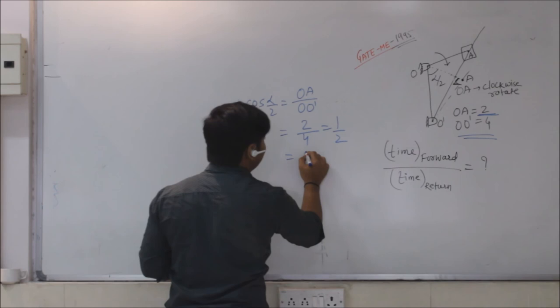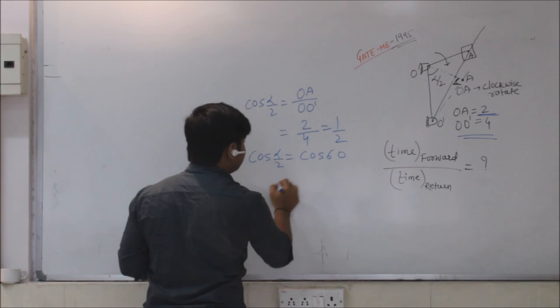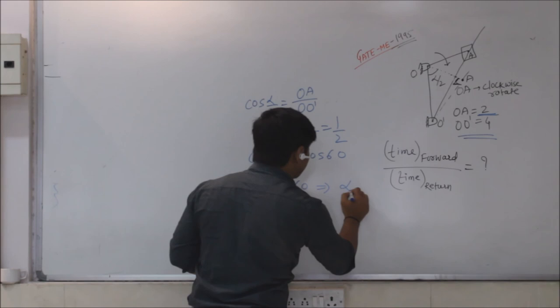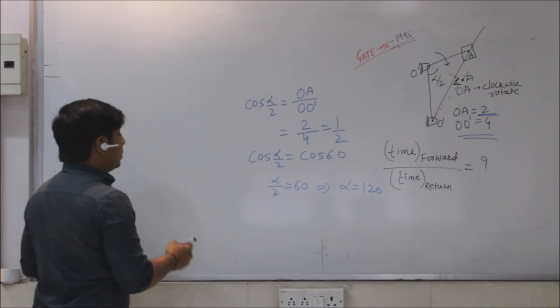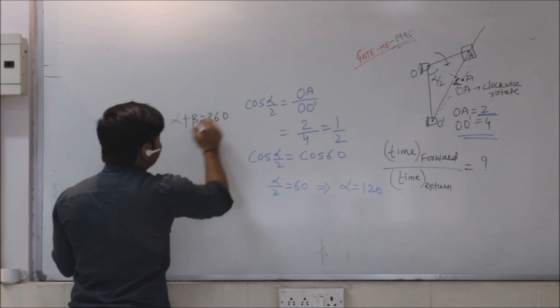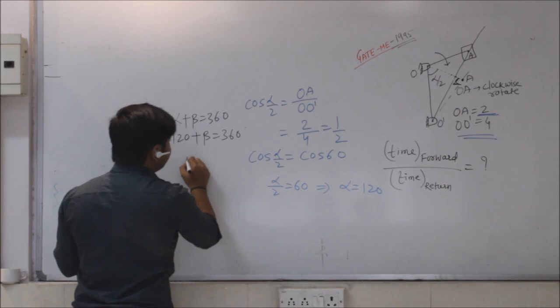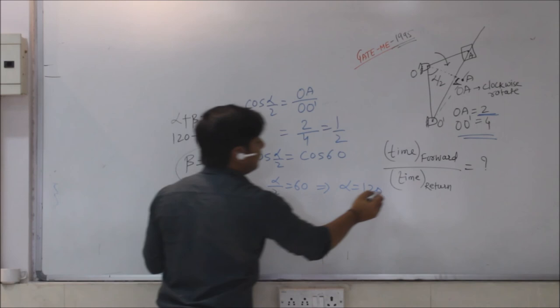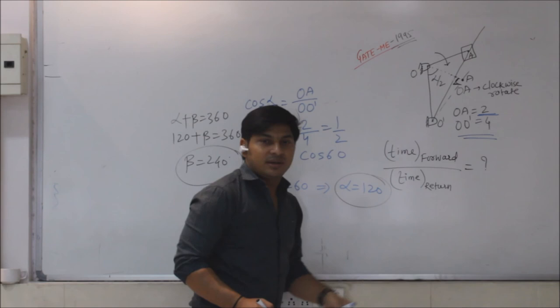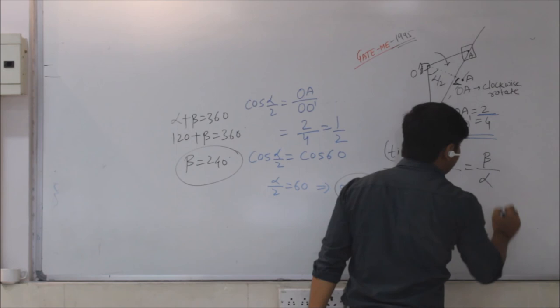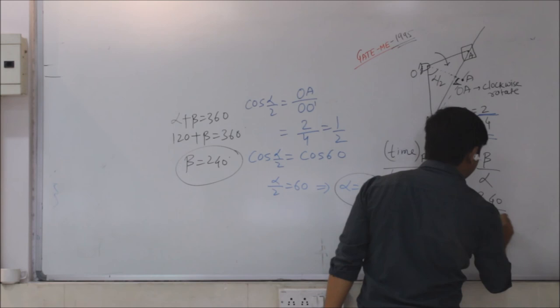Means cos 1 by 2. 1 by 2 matlab kya? Cos 60. Cos alpha by 2 is equals to cos 60. Iska matlab alpha by 2 is equals to 60. Iska this means what? Alpha is equals to 120. And we know what? We know alpha plus beta is 360. That means 120 plus beta is equals to 360, that means beta is equals to 240. Aur alpha kitna aa gaya, 120. So what they ask, the time forward upon return time, this is equals to what? This will be equals to beta upon alpha, and beta is 240 and alpha kitna aaya? This is 120. This will be equals to 2.